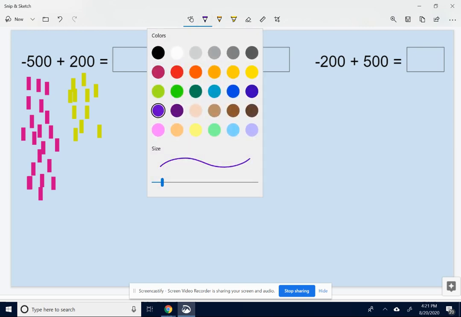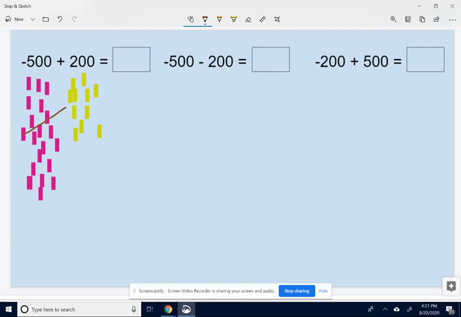If you have 500 red and 200 yellow, you know that the yellow and red zero pairs will go away. Those will all cancel out. Does that make sense? All of the yellow-red pairs will go away, and when they do, you can tell that the reds win. The reds are going to be left over. You know that there's more reds than yellows. Now you just need to know by how much.